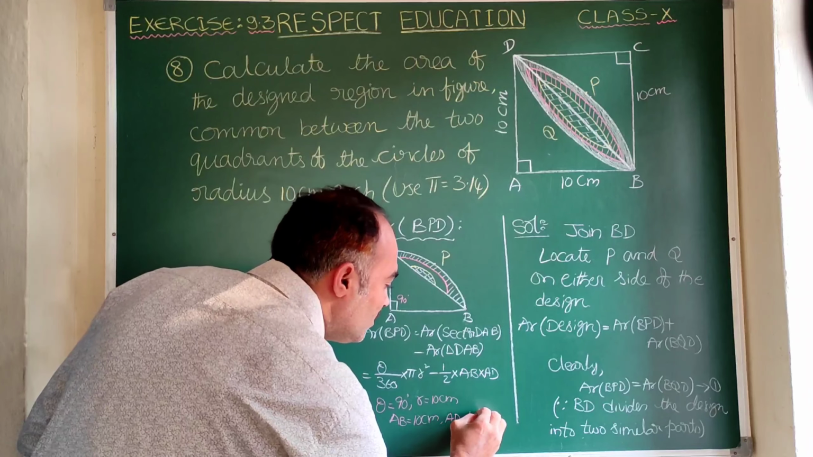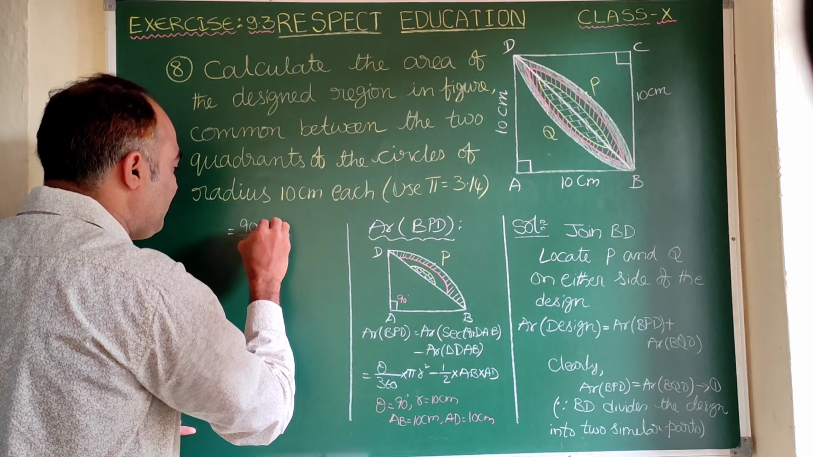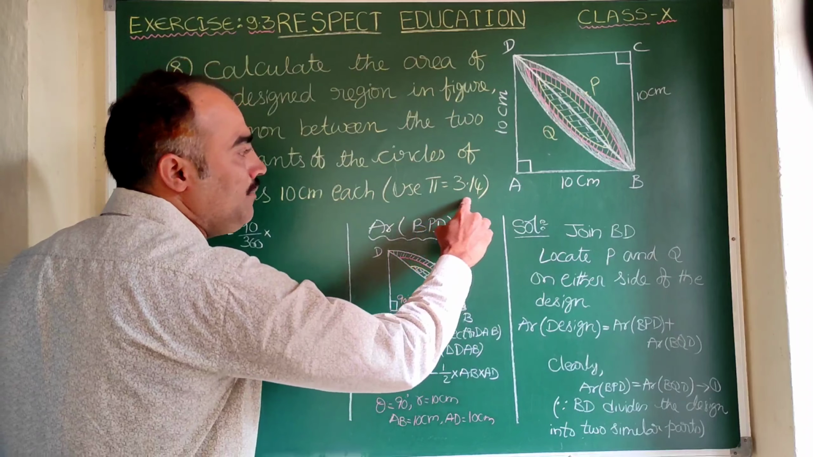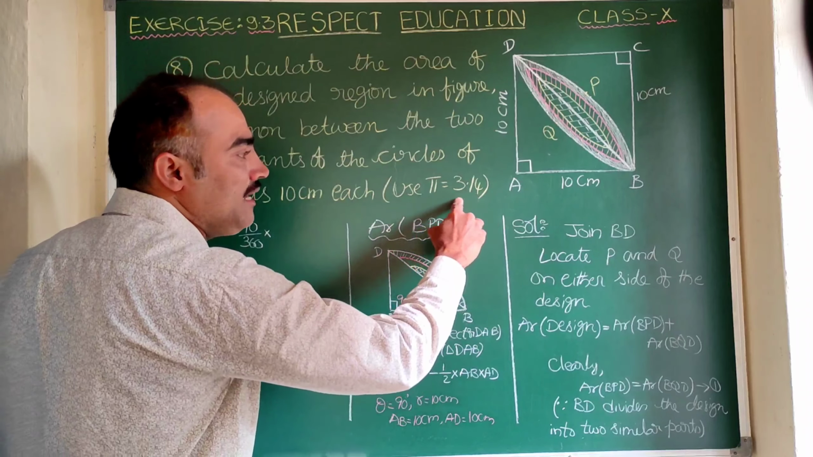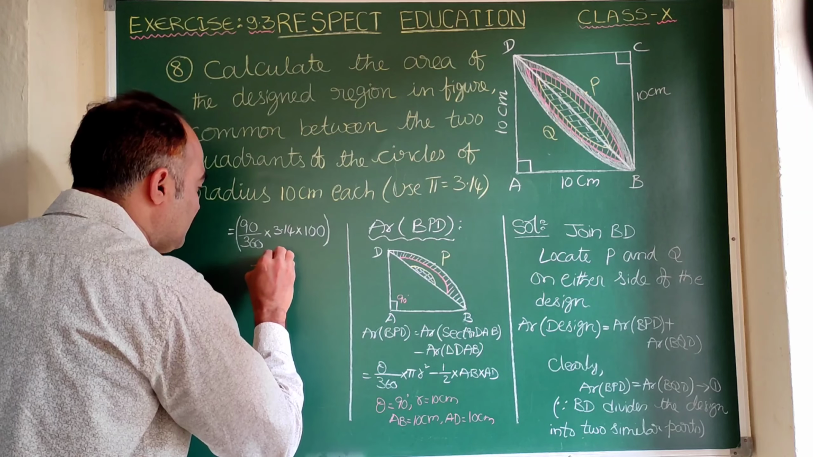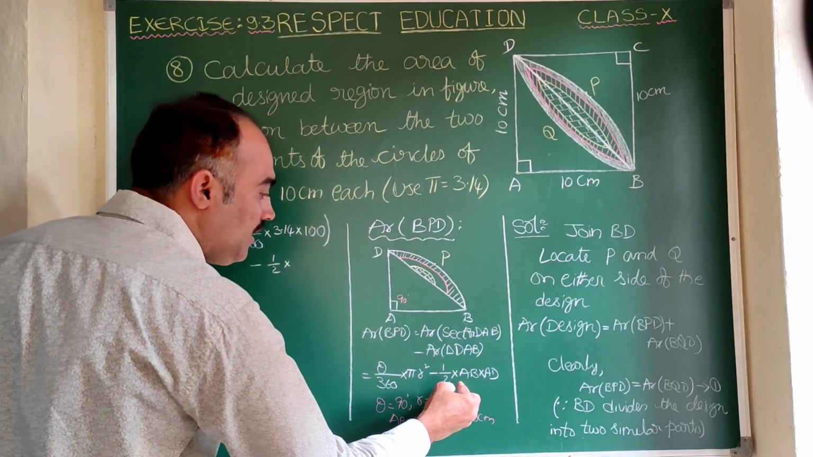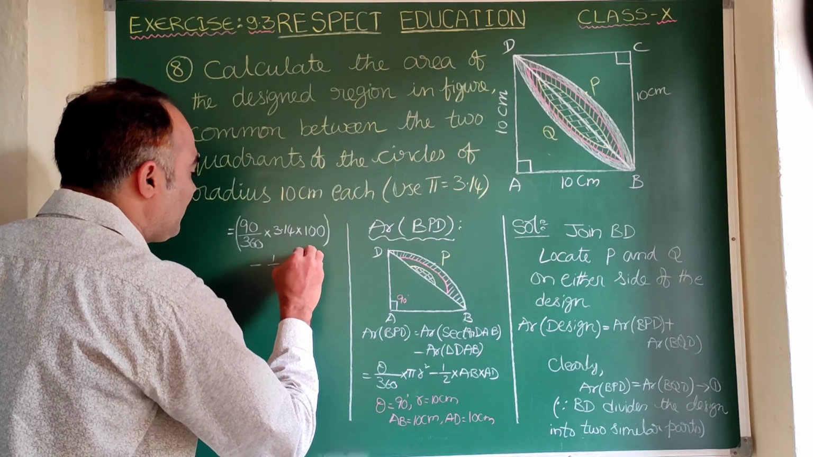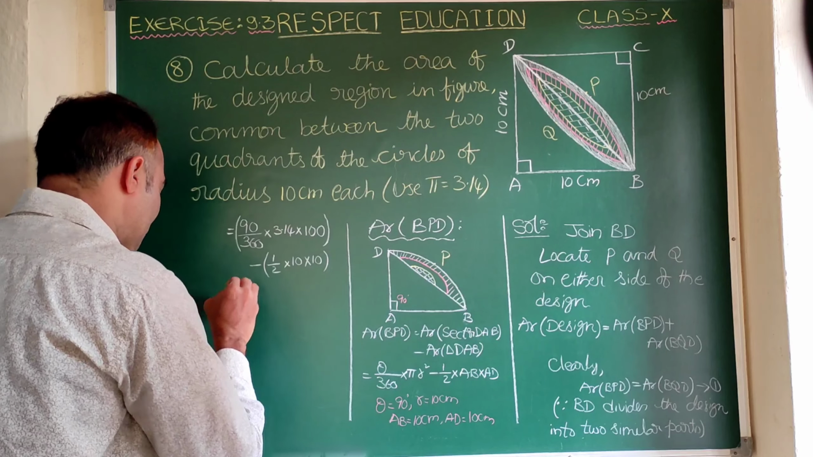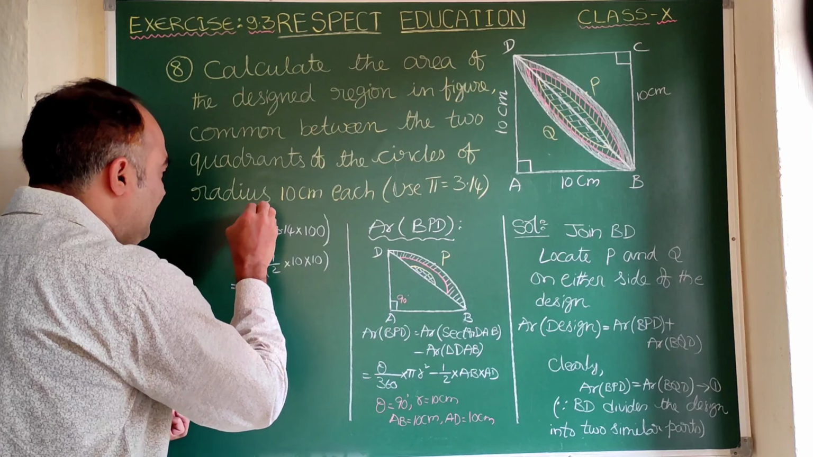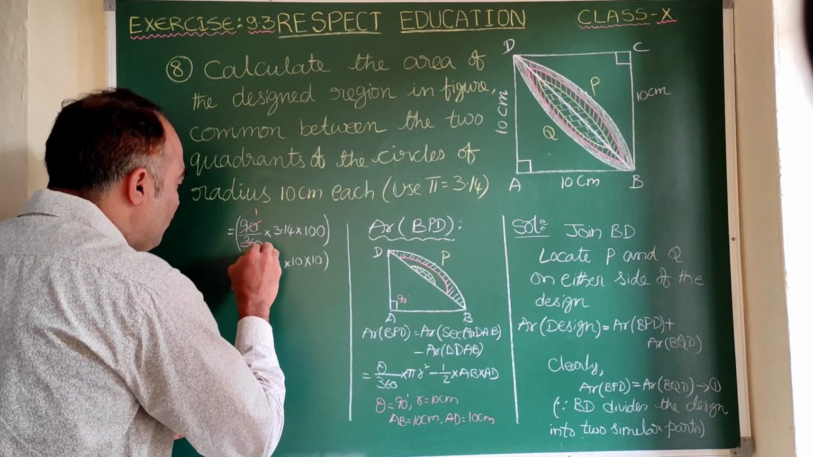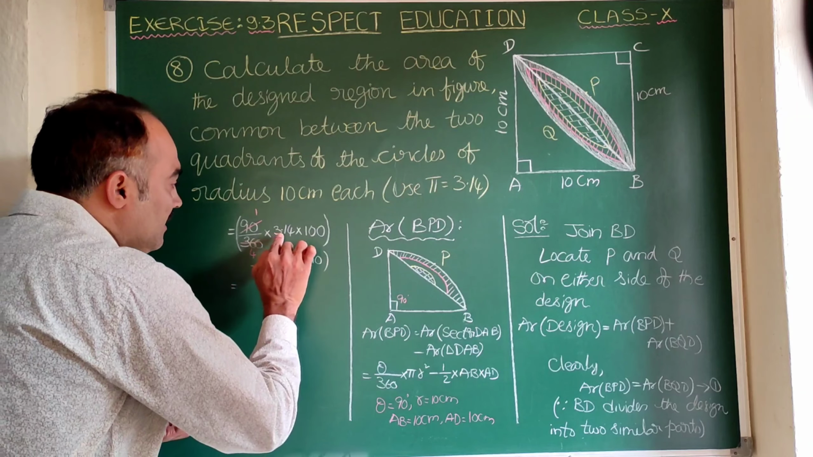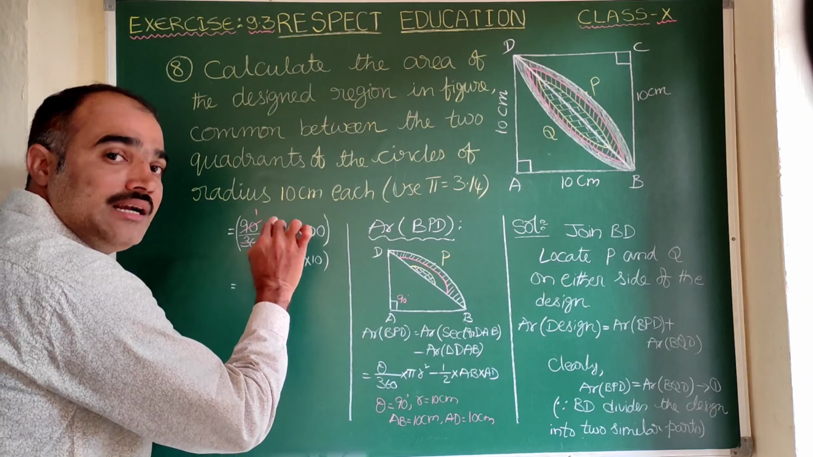So the area of BPD is equal to, theta means 90 degrees, 90 by 360 into pi r square. Here pi can be taken as 3.14. Let us write 3.14 into r square. R square is 10 square, nothing but 100. This is the area of the sector. Minus 1 by 2 into base into height. AB is 10, AD is 10, so 10 into 10. Let us simplify. Here 90, 1s are 90; 90, 4s are 360. Now 3.14 into 100 is 314.